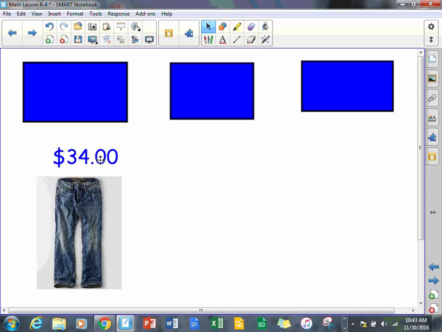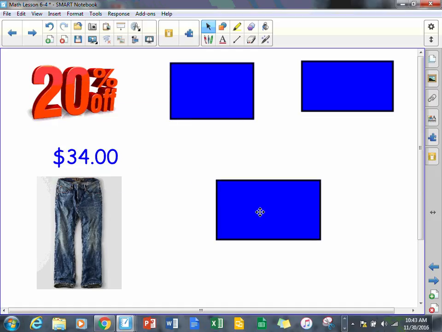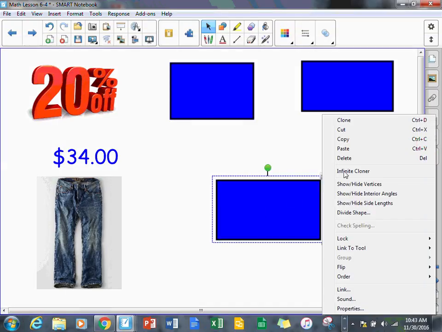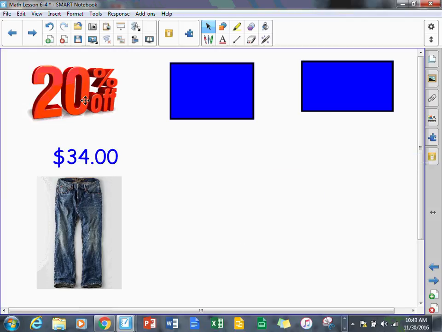So first of all, I went shopping and I found this great pair of jeans. They cost $34. So what I first want to do is see what would 20% off that cost be and how do I calculate that? So the first thing that we want to do is think about what we know about 20%. So 20% is the same as what decimal? Raise your hand, please.